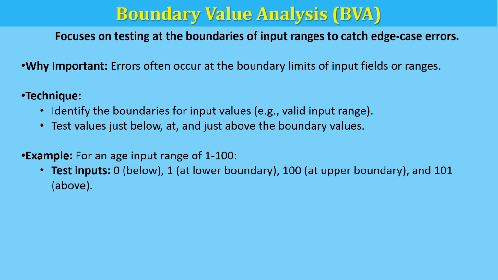For example, in an application that accepts an age between 1 and 100, BVA would test values like 0, 100, and 101 to verify the system's handling of boundary conditions. BVA is critical for numerical ranges such as dates, age, or any other data field that has set limits. It helps catch those sneaky errors that might only occur at the extreme ends of data input.